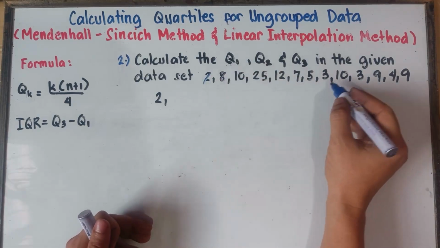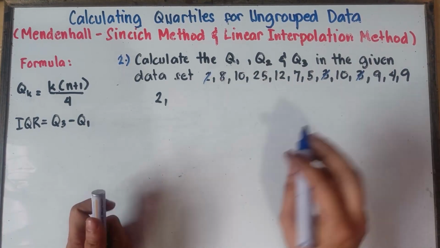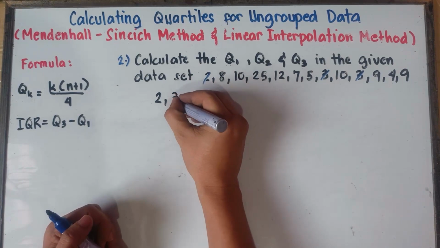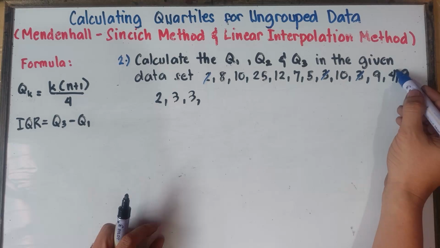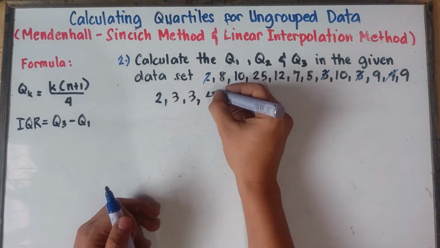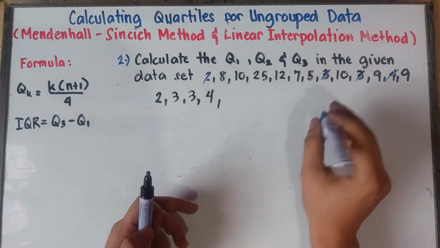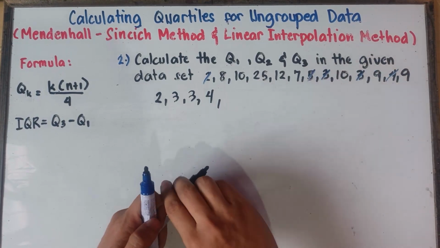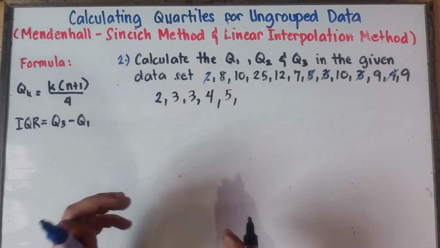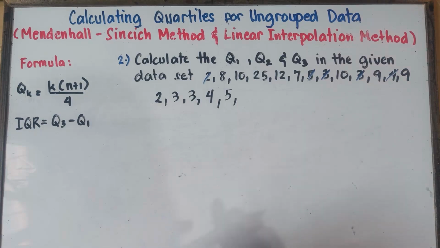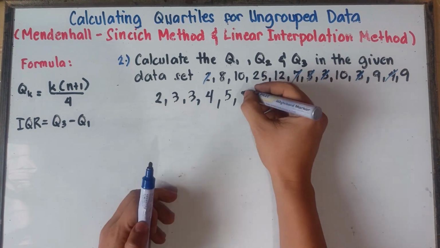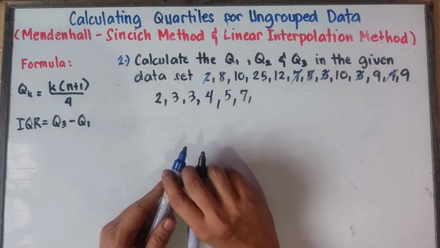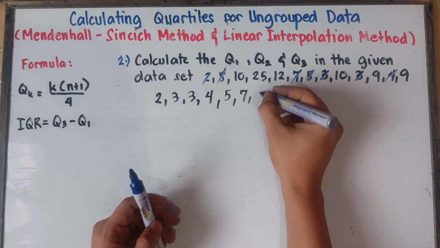Next, we have 3. We have two 3s. Right, 3 and then 3. Next, after 3, do we have 4? Yup, 4. Only one 4. So 4. Next, we have 5. Let's do it step by step, class. 5. Once again, class, you need to arrange the numbers. Do we have 6? Nope. We have 7. So 7. Alright, and then 8. So 8.